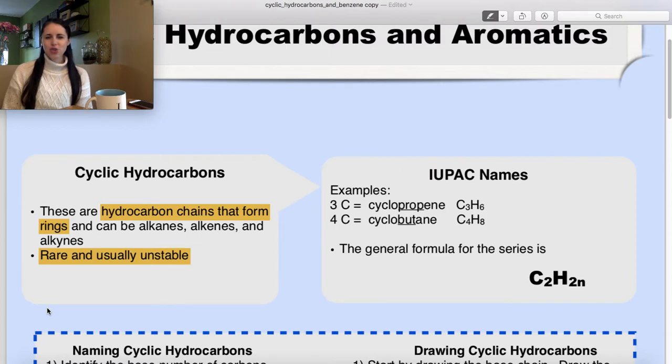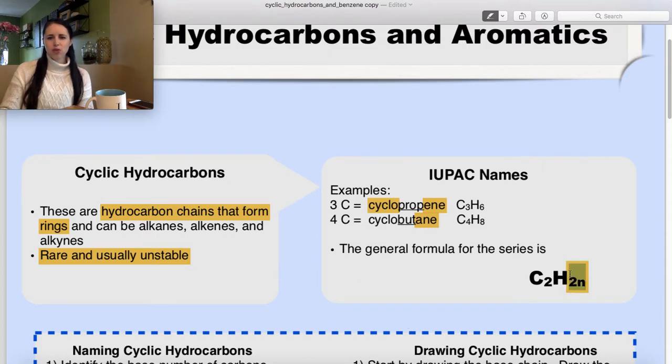With cyclic hydrocarbons, you're no longer looking at an ending necessarily, but we're looking at a prefix. So what that means is you can have an ene ending, you can have an ane ending. Your ending is still going to denote whether or not you have a single, double, or triple bond. To say that it's in a circular shape, we are actually going to use the prefix cyclo. So cycloprop describes that there's three carbons in a circular shape. Cyclobute describes that there's four carbons in a circular shape.